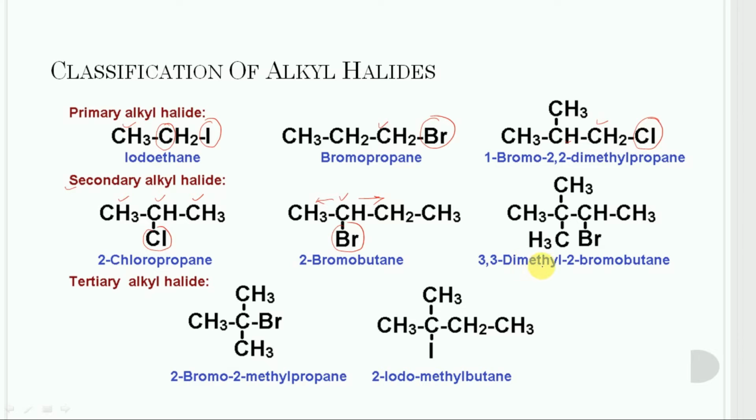Then 3,3-dimethyl-2-bromobutane. In this case the halogen is attached to a carbon and this carbon is attached to two further carbons. Tertiary alkyl halide: in this case the halogen is attached to a carbon and that carbon is attached to three further carbons. So it is 2-bromo-2-methylpropane. Then 2-iodo-2-methylbutane. In this case the halogen is attached to a carbon and this carbon is attached to three further carbons. So that is all about the classification of alkyl halides.